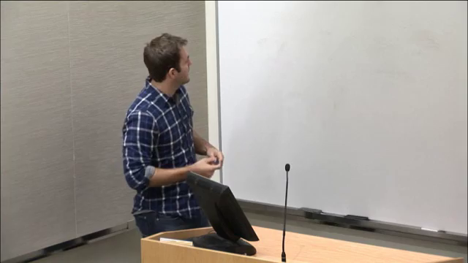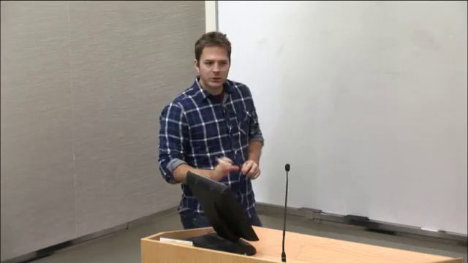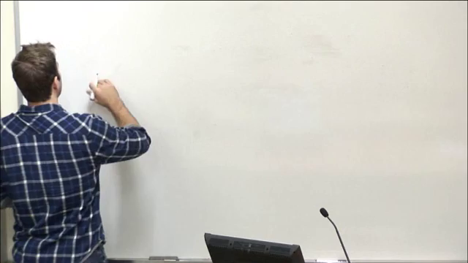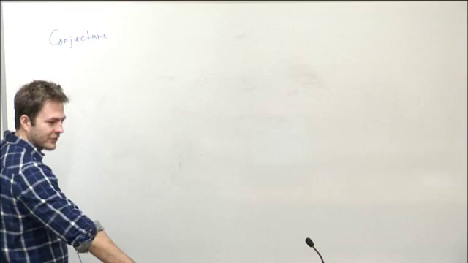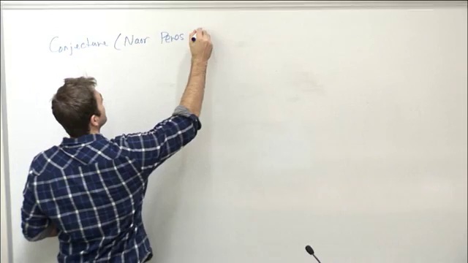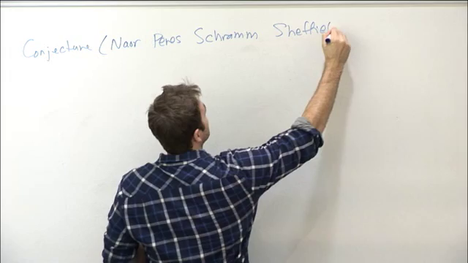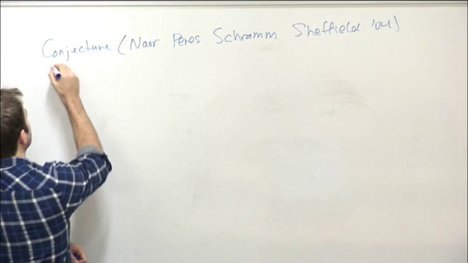So the talk today is going to be about a problem kind of at the intersection of probability and the geometry of metric spaces. Let me begin by just giving you a sort of a conjecture, which is the main object in the talk, or at least a special case of the main thing. So this is a conjecture of Naor, Peres, Schramm and Sheffield from 2004. Okay, and the conjecture is the following.